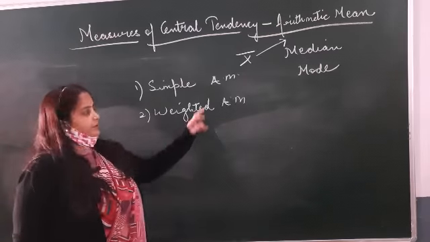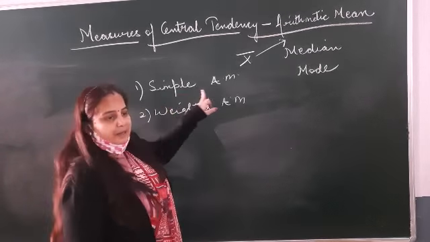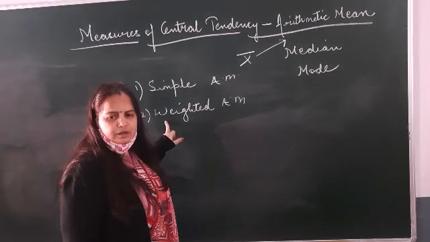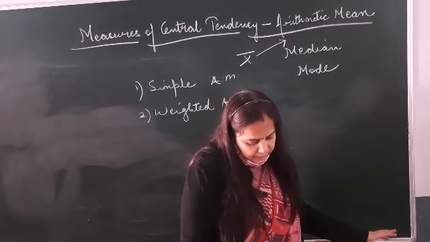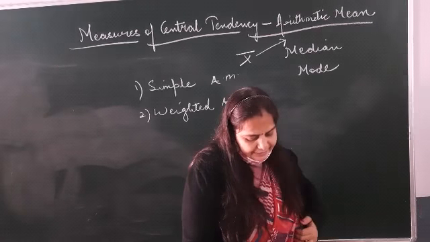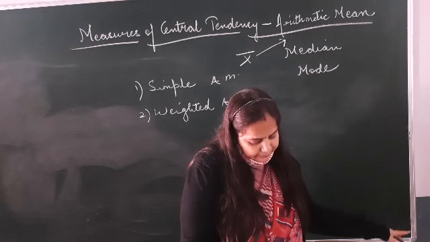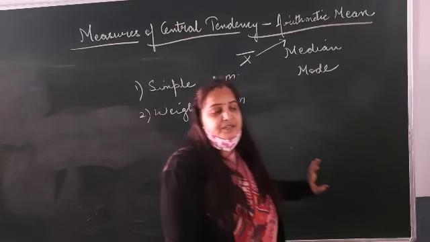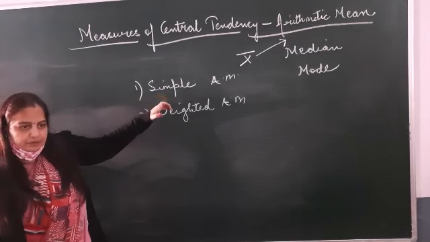Among the various kinds of arithmetic mean, which is the first kind? Yash, read out. Simple arithmetic mean. And second kind is what? Weighted arithmetic mean. Now students, let us first understand the calculation of simple arithmetic mean. Its computation can be discussed in the following series. Pay attention all of you. First we will see how to calculate simple arithmetic mean.